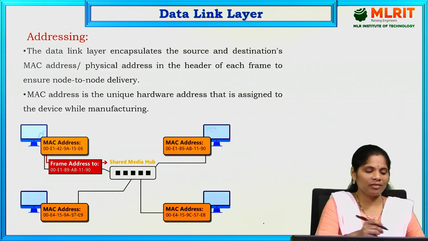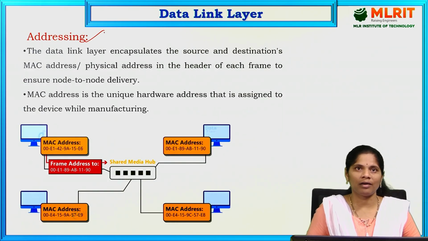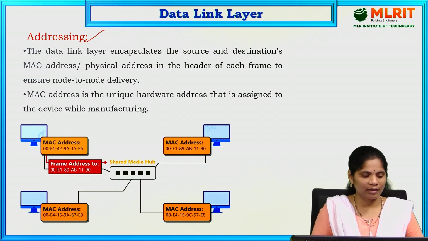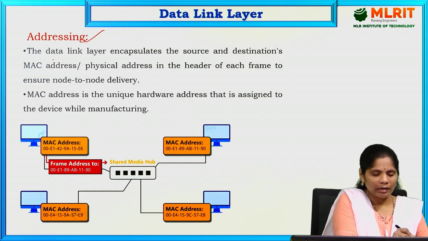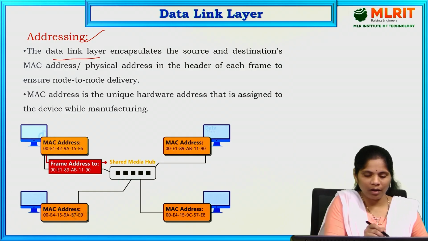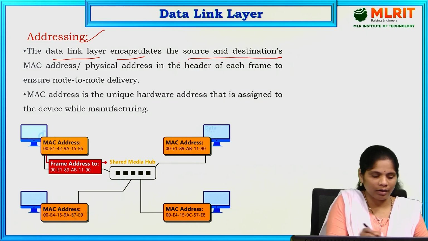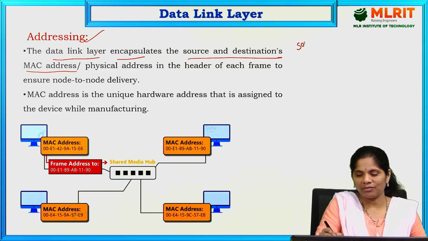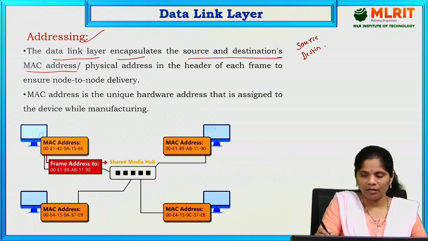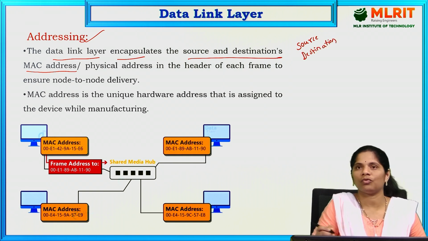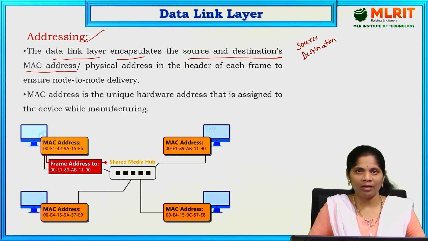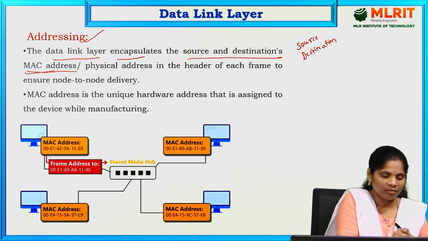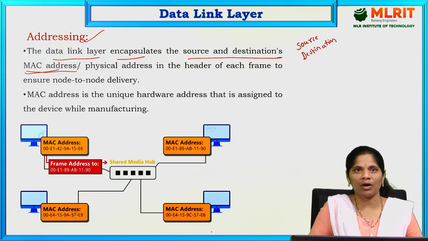Coming to the next design issue, that is addressing. What is addressing here? Addressing is nothing but the data link layer encapsulating the source and destination MAC address. It means the address of the source as well as the address of the destination. What is the exact address of the source? What is the exact address of the destination? That is the MAC address, which tells exactly which device I have to send the data to.